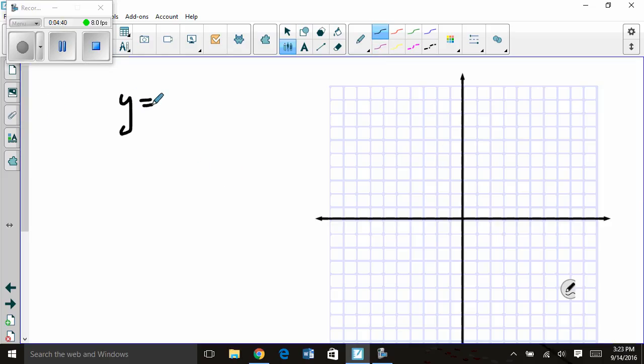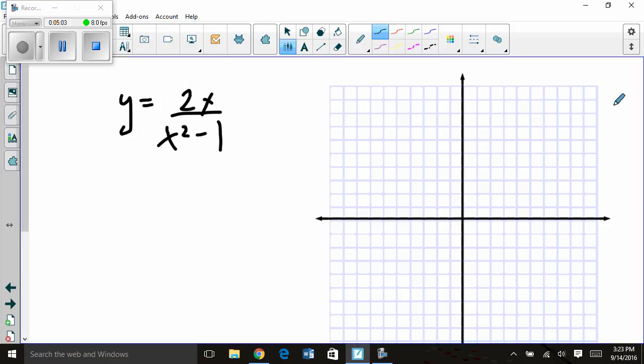y equals 2x divided by x squared minus 1. Let's just go step by step. We have an x squared in the bottom, so we know we have to use the steps for solving general rational functions. Let's find the x-intercepts to start.